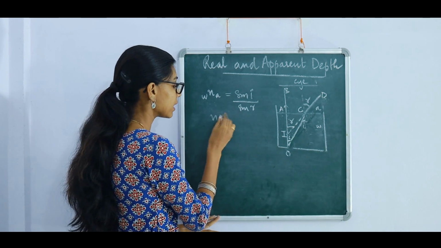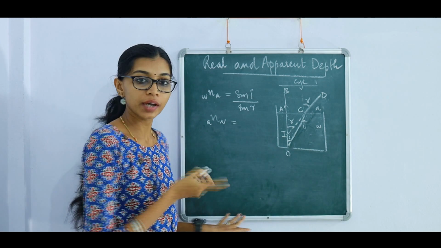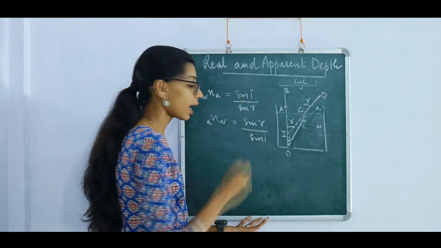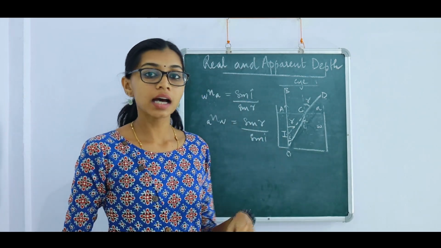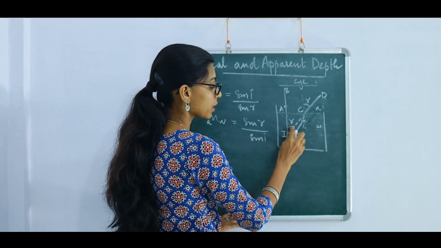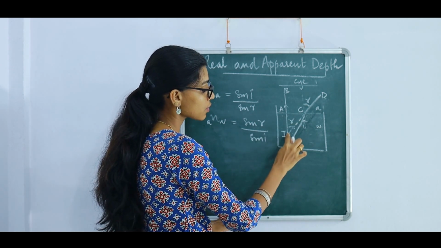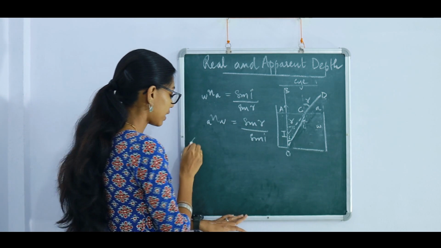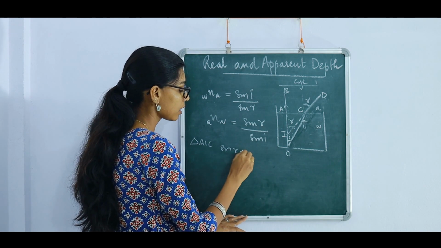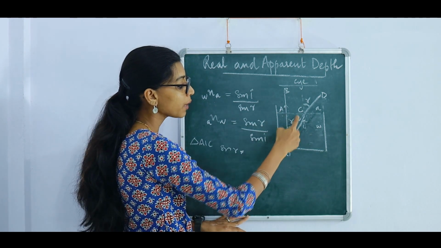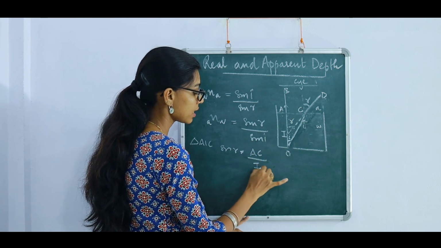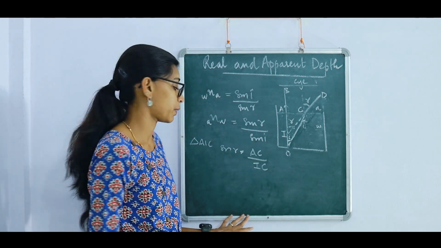So what is NWA? NWA will be the inverse of that, so you get sine R by sine I. Now let's write R in terms of the measurements that can be taken. R is falling in this triangle, so I consider the triangle AIC. In that, sine R can be written as opposite by hypotenuse. The opposite is AC, so AC by IC. This is one expression.